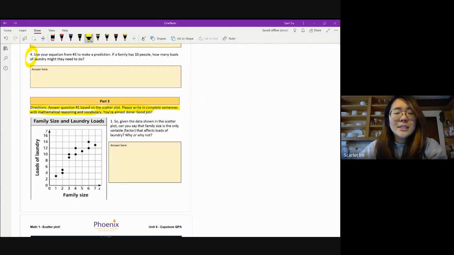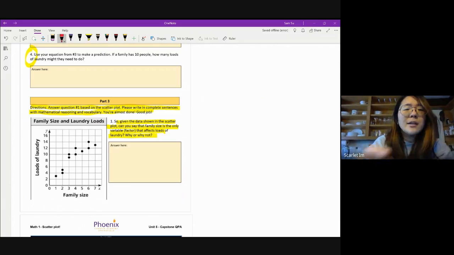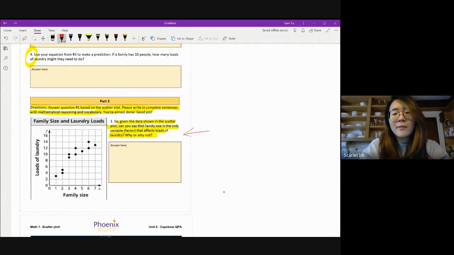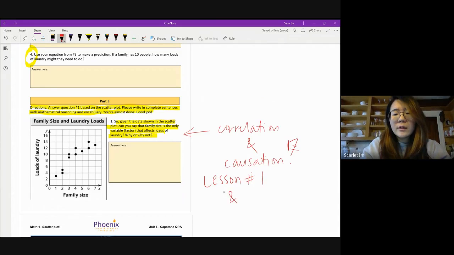Okay, so the last question is this. Given the data shown in the scatter plot, can you say that family size is the only variable or factor that affects loads of laundry? Why or why not? This one has to do with the concepts of correlation and causation. So you're going to look at either lesson number 1 or number 11 if you want to double check what that means, and that should be helpful.